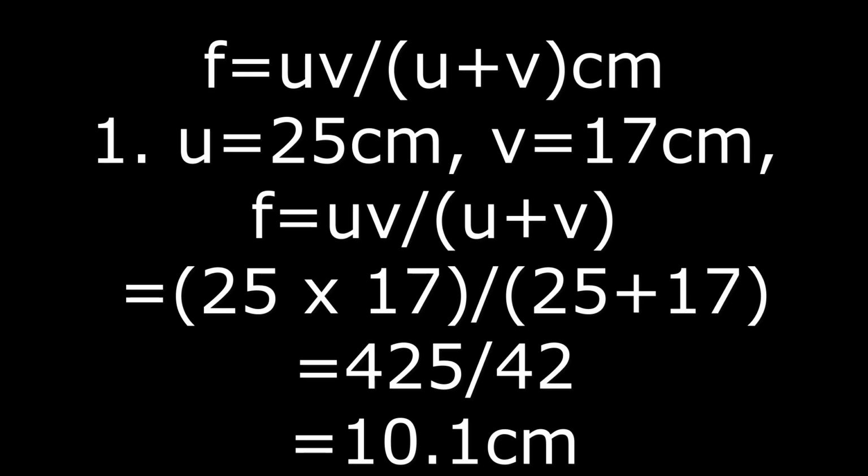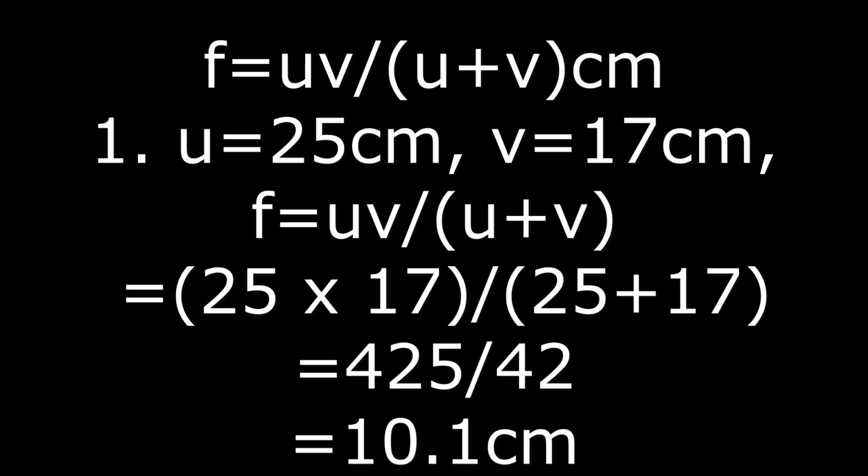So we will start our calculation. First we will write the formula. F is equal to UV divided by U plus V. Substitute the first readings for which U is equal to 25, V is equal to 17 in the formula. So we get F is equal to 25 into 17 divided by 25 plus 17, which is equal to 425 divided by 42, which is 10.1 centimeter. This is for the first set of reading.